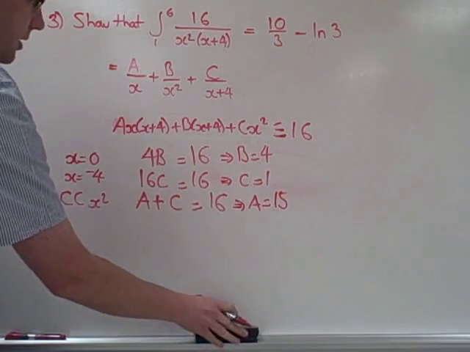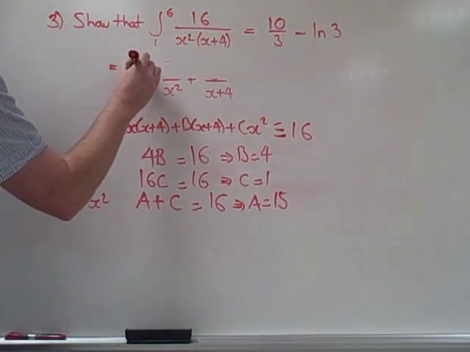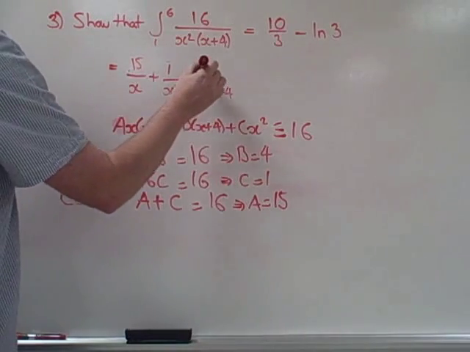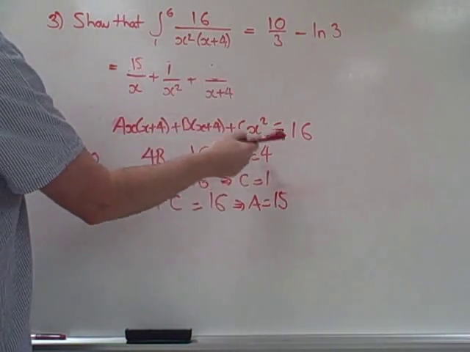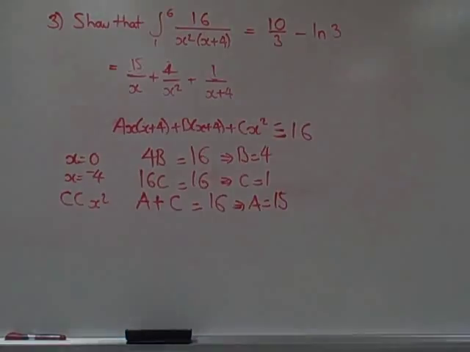And we have our expression. 15 over x plus 1 over x squared. Oh, sorry, b was 4. 4 over x squared plus 1 over x plus 4.